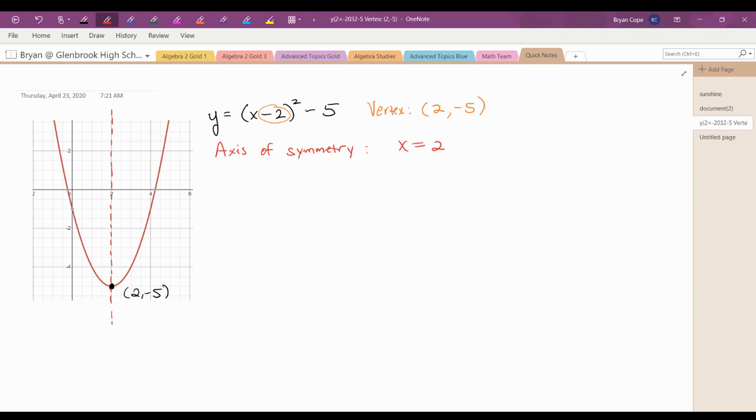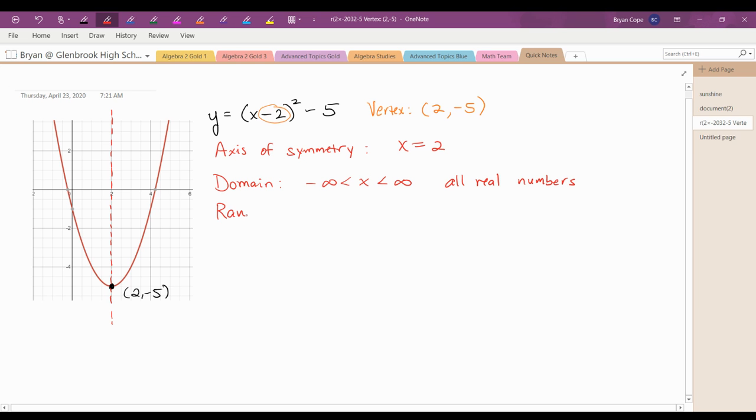Let's talk about domain and range. The domain of the graph is negative infinity to infinity. It's all real numbers. So remember, we used to write that as negative infinity less than x less than infinity, or you can just write out the words all real numbers. And that's because domain refers to where the graph exists as we look left and right. This graph exists forever as we look left and right.